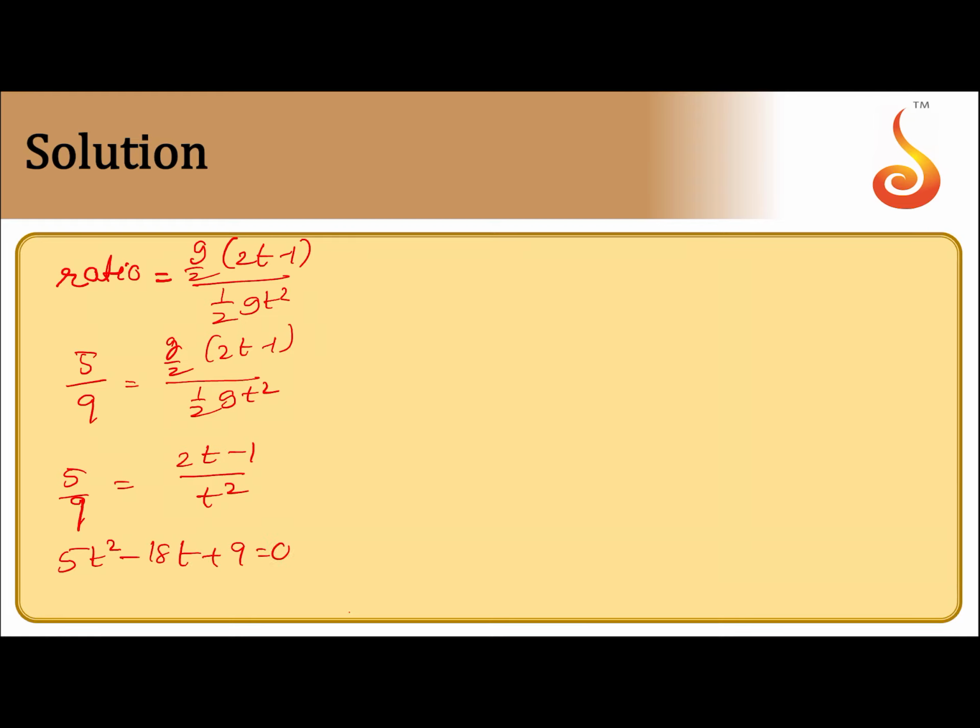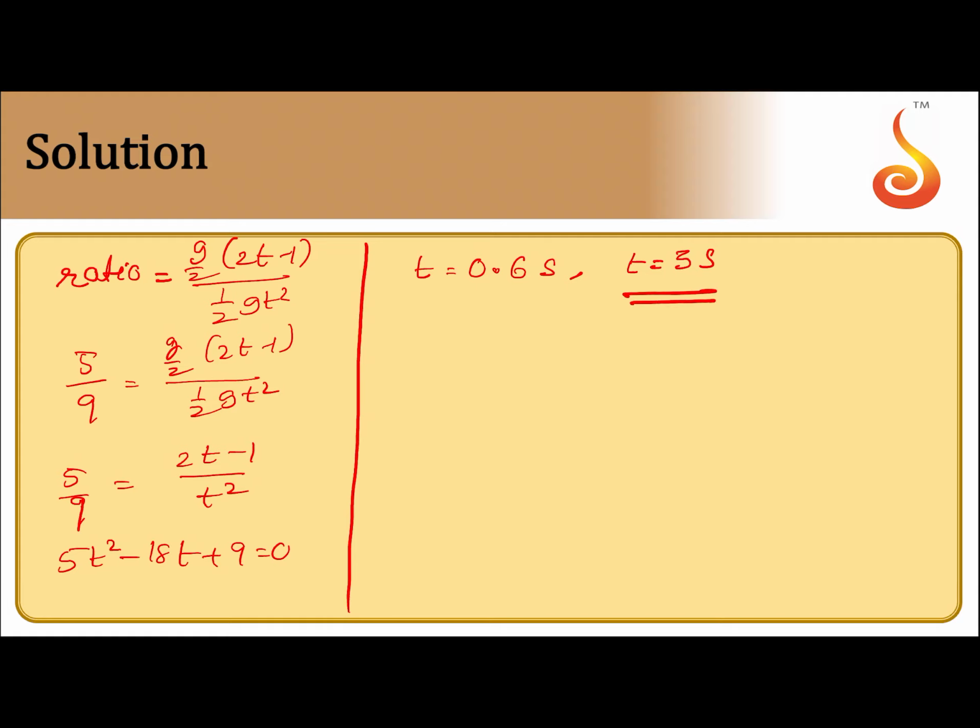So, this is your equation describing the total time of the journey. If you simplify it, we get t equal to 0.6 seconds and t equal to 3 seconds. Now we can find out the value of the height.